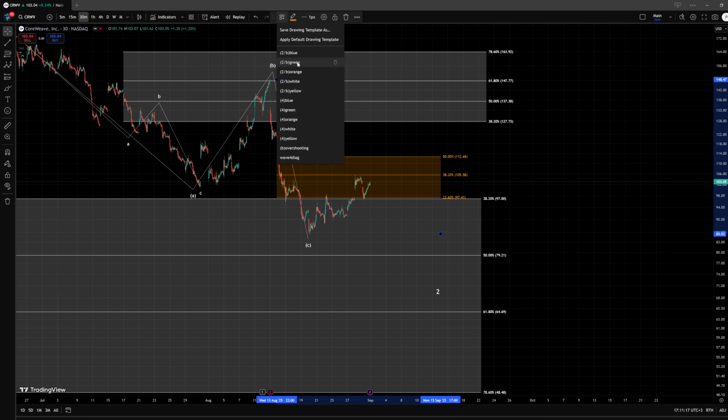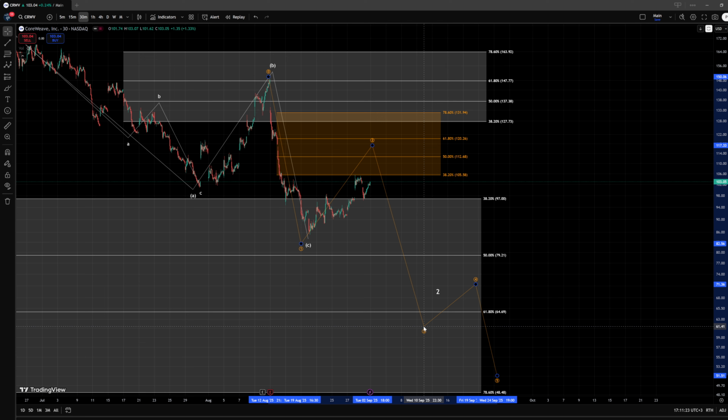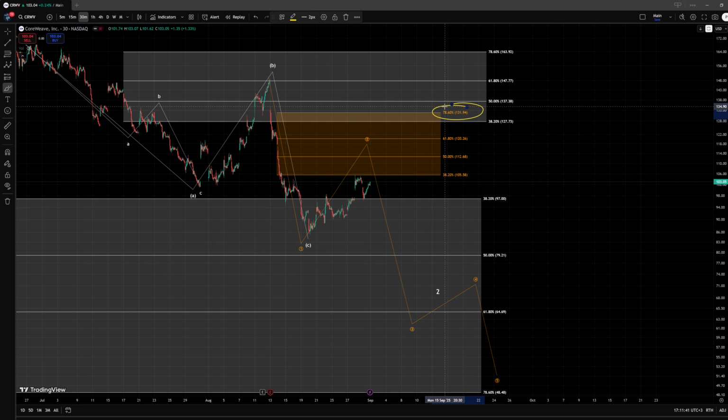Yeah, let's use the orange interpretation for this and track this as a 1, 2, 3, 4, 5. I would expect in this case for the probabilities to still hold high to find a reaction within this resistance area in orange between $105.5 up to around $132 at the 78.6% retracement.